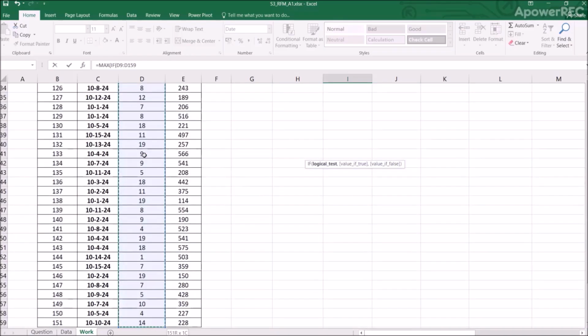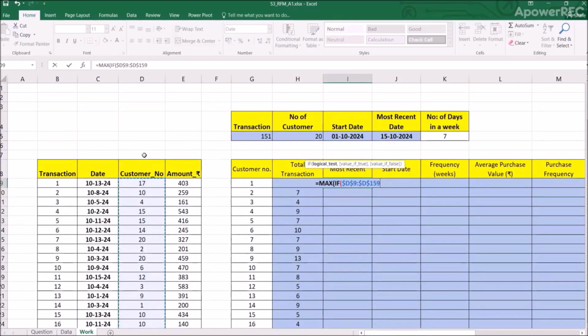Now, let us find the latest transaction done by each customer. The time period is 15 days, or approximately 2 weeks. Use the maxif function.